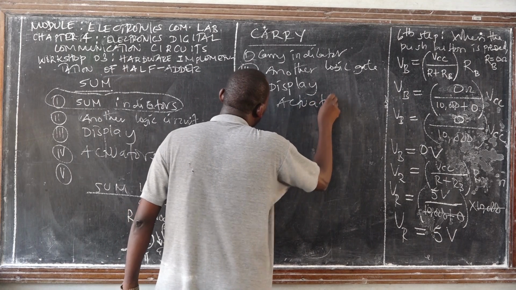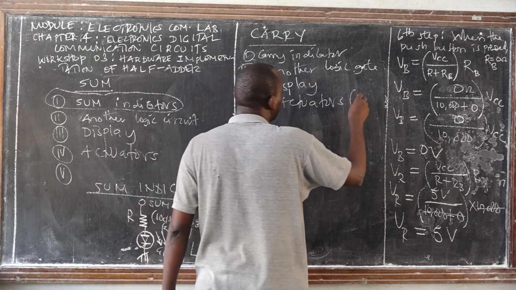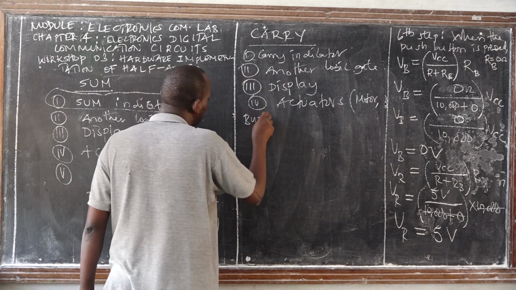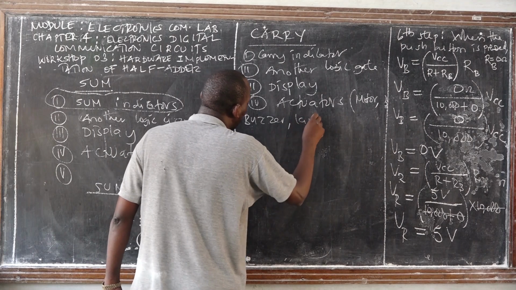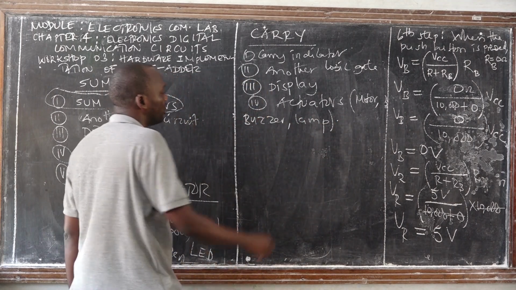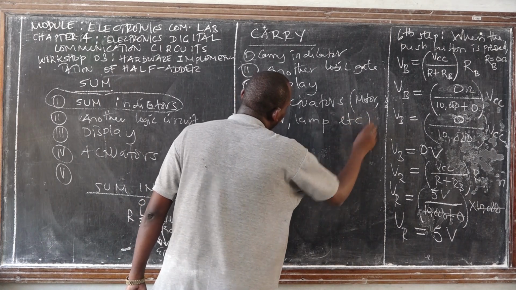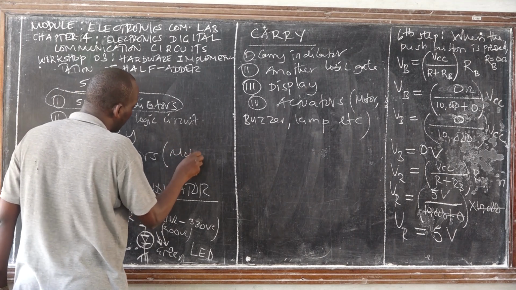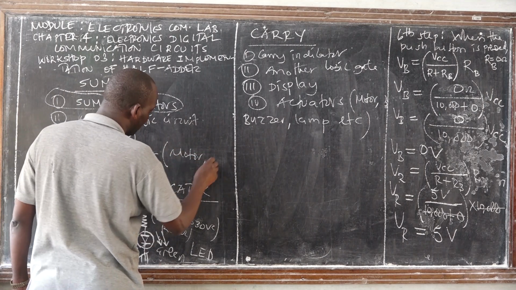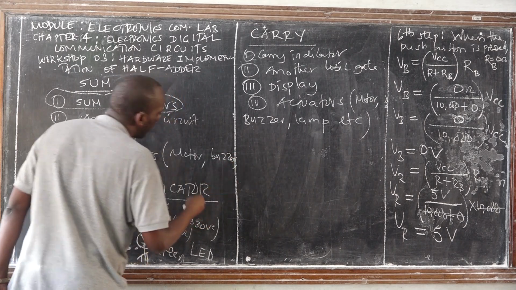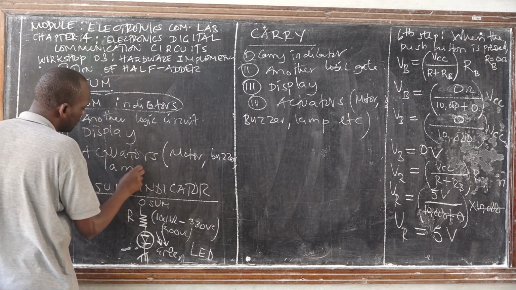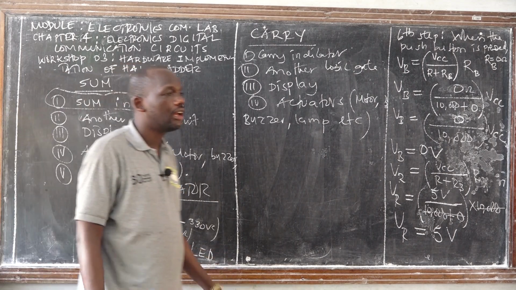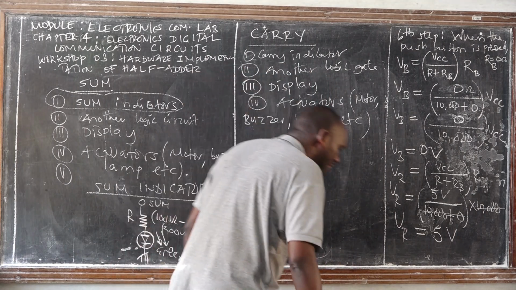When you say actuator, class, a motor is an actuator, a buzzer is an actuator, a lamp is an actuator. I know maybe you don't have these foundations. So similarly, the actuator at this point can be either a motor, a buzzer, or a lamp, etc. Are we together?